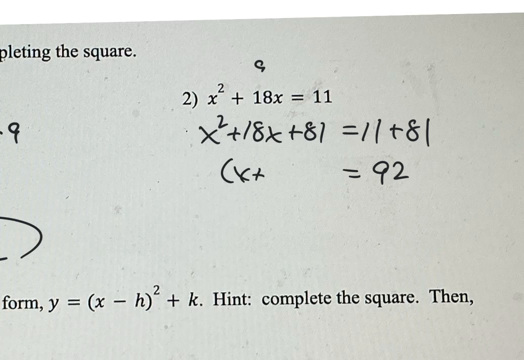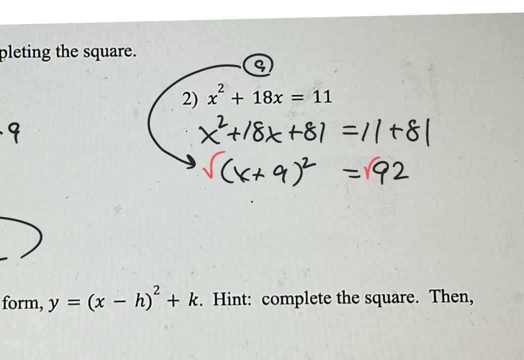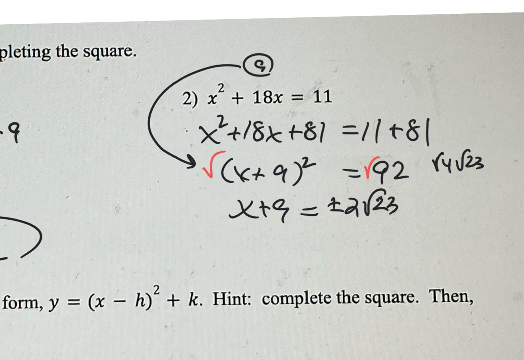Over here we got x plus 9. Remember, the half number always ends up in your parentheses. Now, two more steps. Square root both sides. X plus 9. Now, the weird thing about 92 is it actually has a square root. 92 is really 4 times 23. So I get plus or minus 2 root 23 because the square root of 4 is 2.